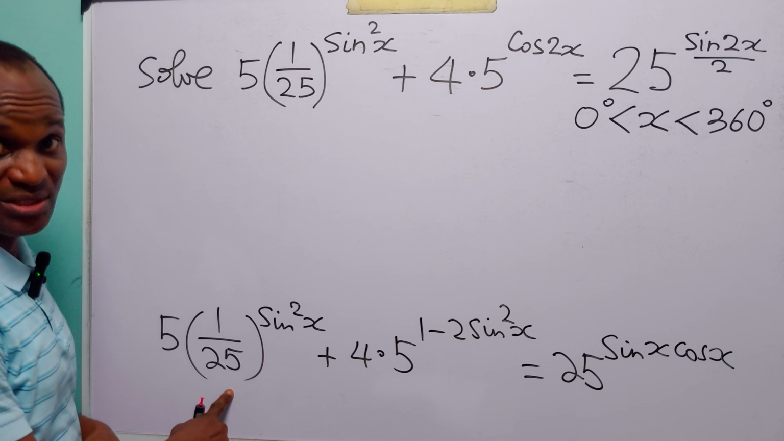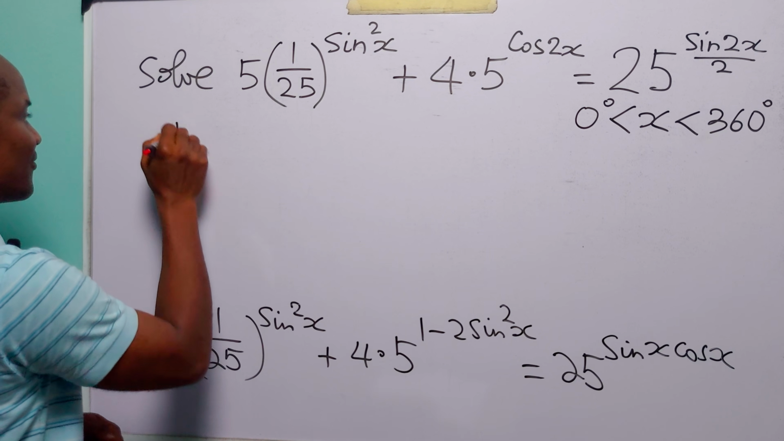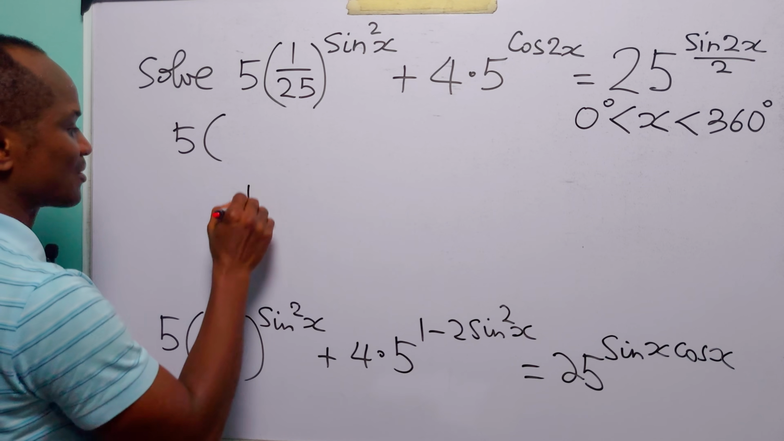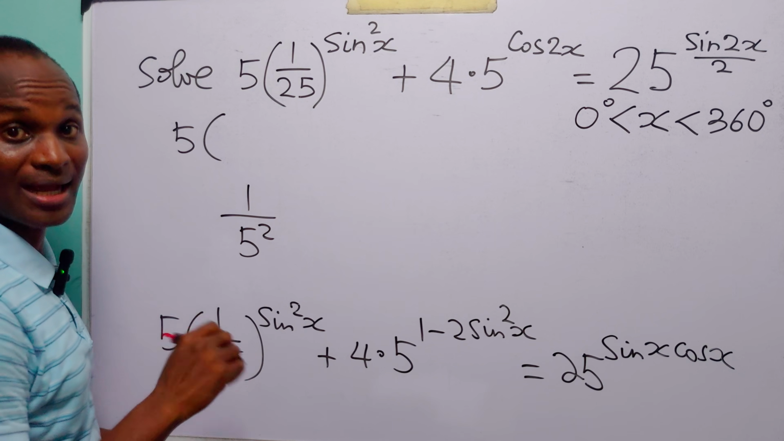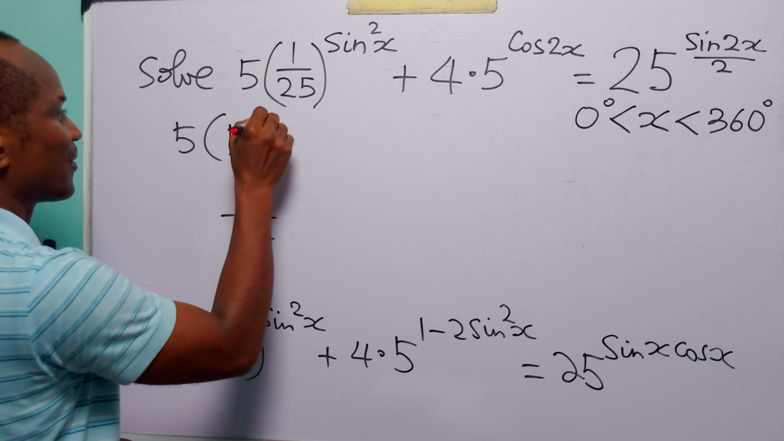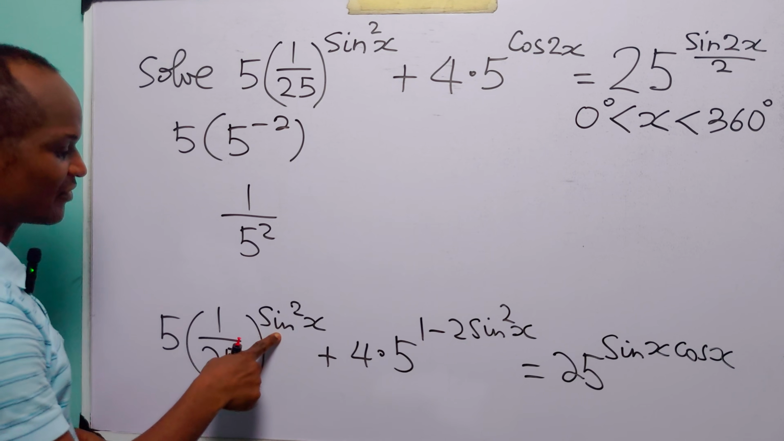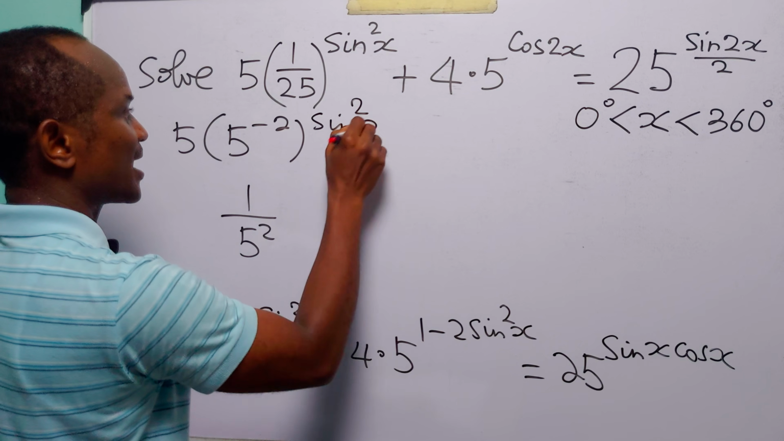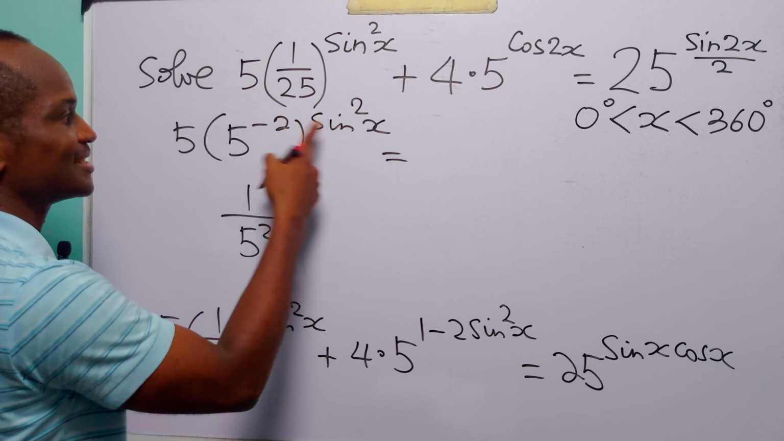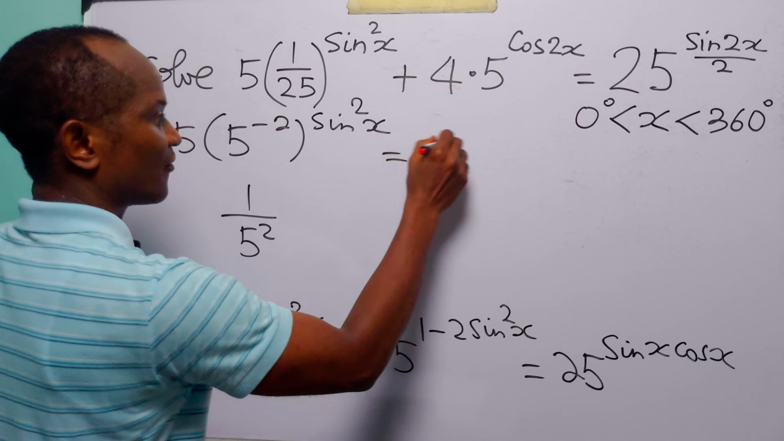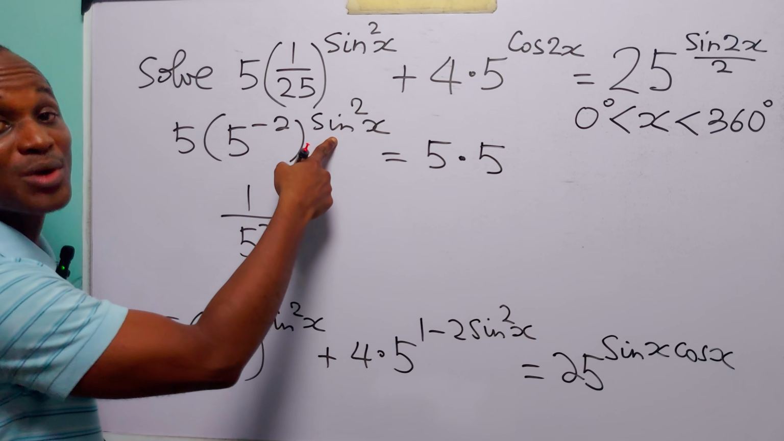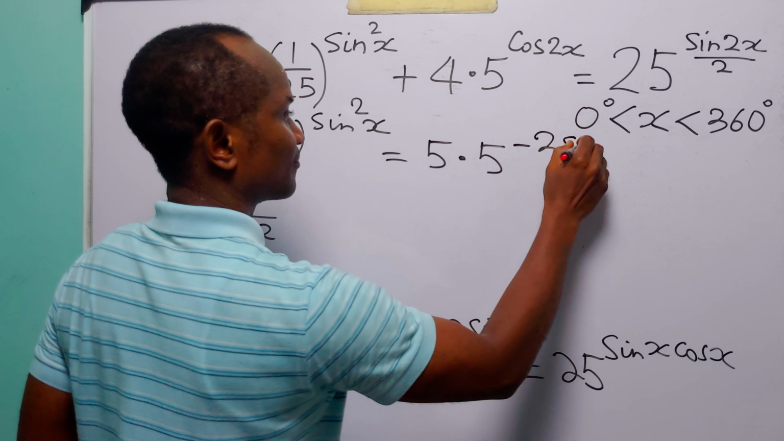Now let us simplify this first term. We can write this as 5 times, remember that 1 over 25 is the same as 1 over 5 squared. And of course, we can write 1 over 5 squared as 5 to the power minus 2. Then we have the power sin squared x. Now, to get rid of these brackets, all we do is multiply these two powers. So we have 5 times 5 to the power minus 2 sin squared x.